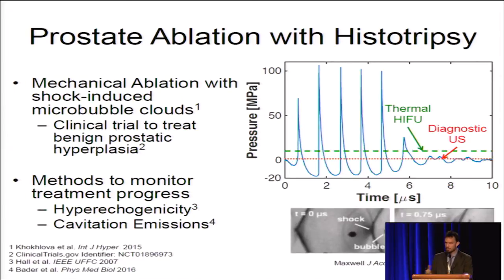There are three forms of histotripsy. I'm talking about this shock scattering histotripsy as depicted in these stills from high-speed videography. Histotripsy is currently in a clinical trial to treat benign prostatic hyperplasia, and so we need an effective means to monitor the treatment progress. This cavitation process is predominantly isothermal, and so we can't rely on our old friend MR thermometry. Today I'm going to be talking about two potential mechanisms to monitor ablation with histotripsy: hyperechogenicity from these bubble clouds, and also acoustic emissions, or cavitation emissions, from these bubble clouds.